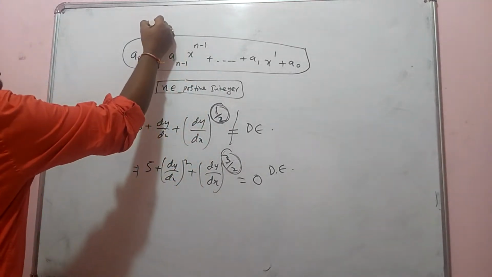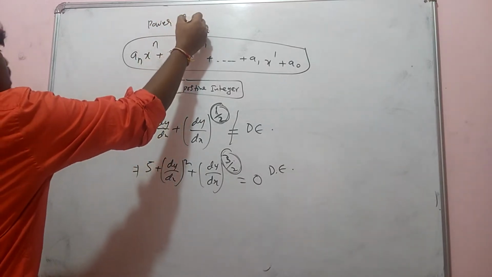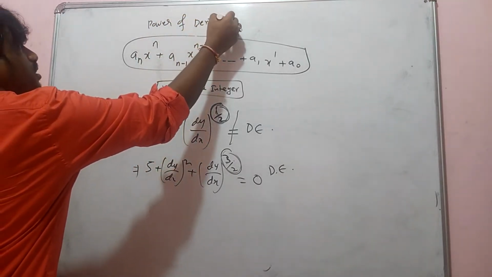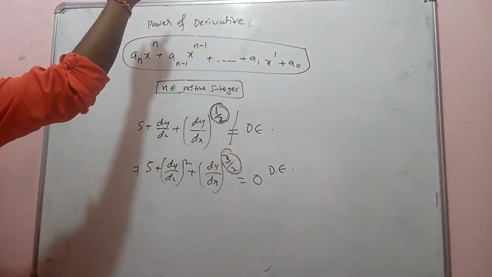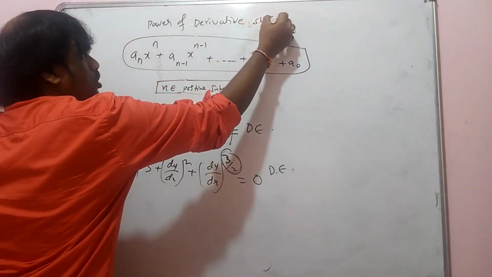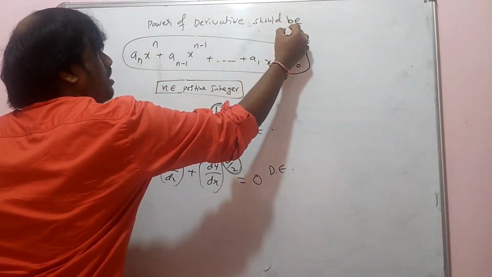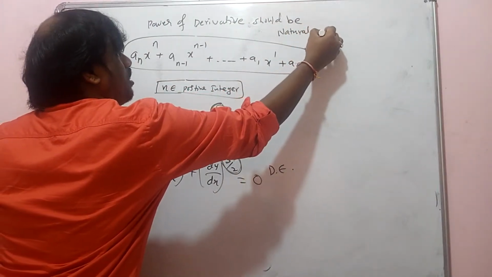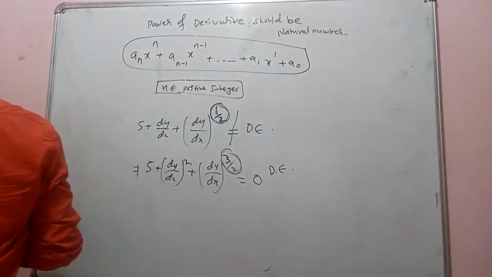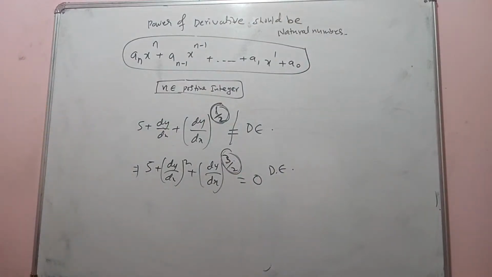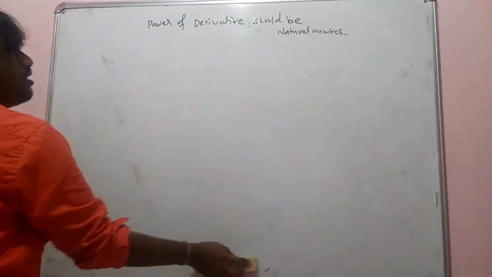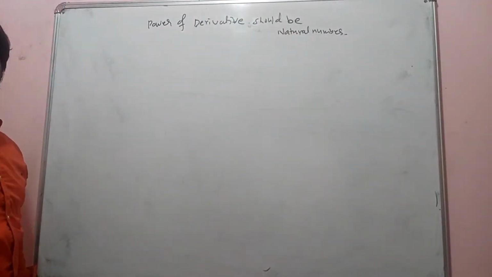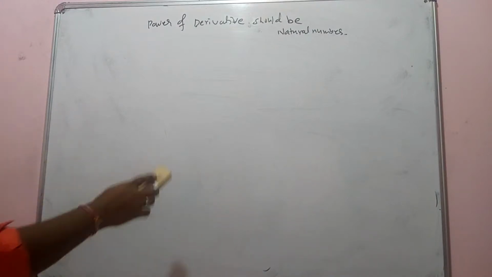See here, this is the main point. Power of derivative should be a natural number. Okay, power of derivative should be a natural number. That is the important point you should know here. Power of derivative should be a natural number. Okay, can I erase that? Yeah, power of derivative should be a natural number.